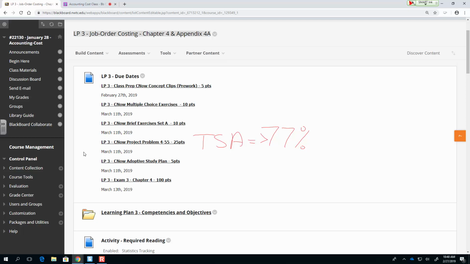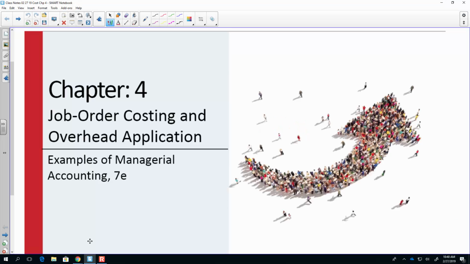For chapter 4, it begins on page 149 of our book. It is, I feel, the second best chapter. Chapter 6 is my favorite. But chapter 4 is my second best chapter as far as being able to do a lot of number crunching. It is a job order costing system, and also we're going to talk about another new concept, applying overhead.